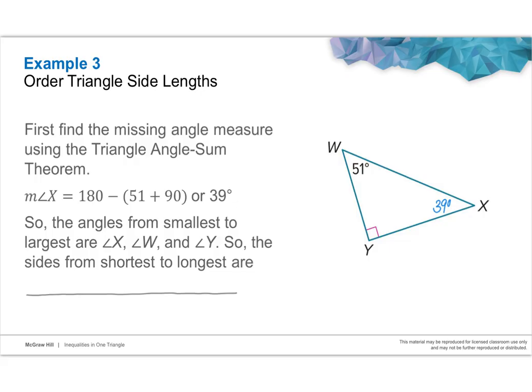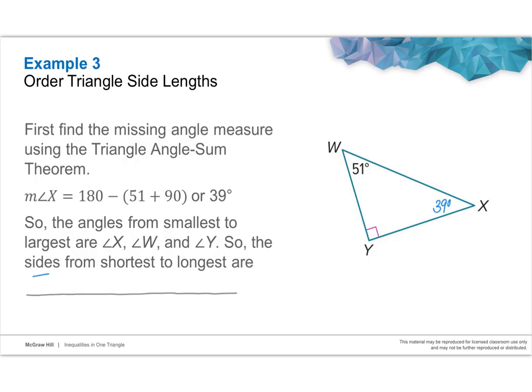And so the sides from shortest to longest are, in similar fashion to the last example, we will use the two unused letters to name the side across from the angle. Just make sure you're using your proper notation. These are segments, so they should have that segment bar.